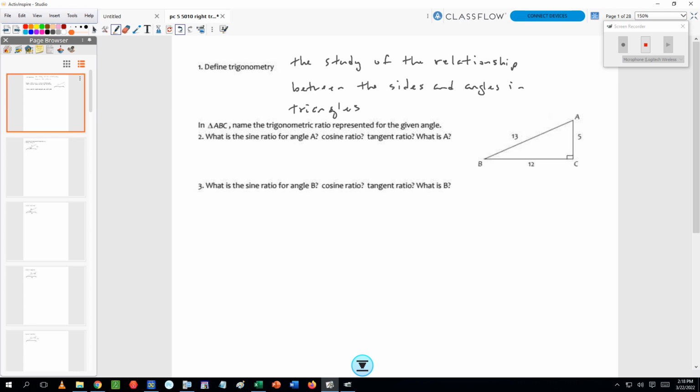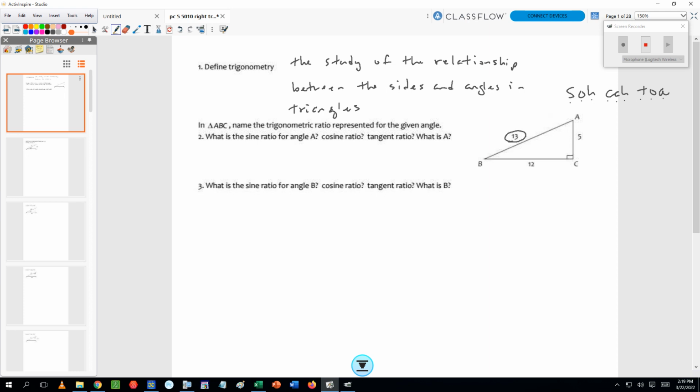What is the sine ratio of angle A, cosine ratio, tangent ratio? To do this, you'll need to remember the mnemonic device SOH CAH TOA. Sine is opposite over hypotenuse, cosine adjacent over hypotenuse, tangent opposite over adjacent.